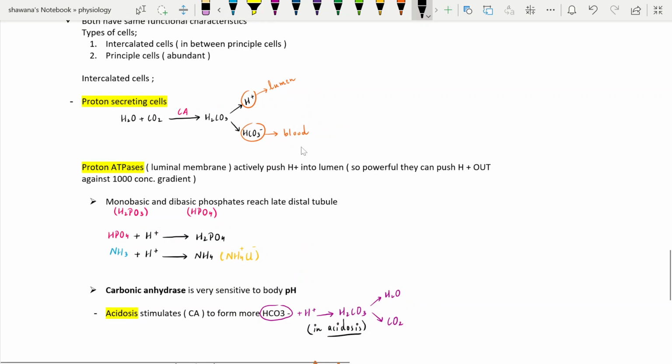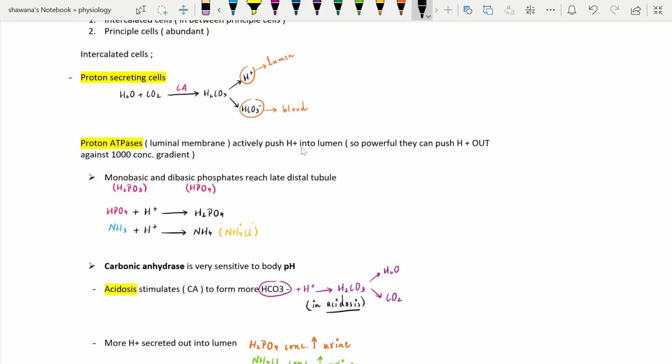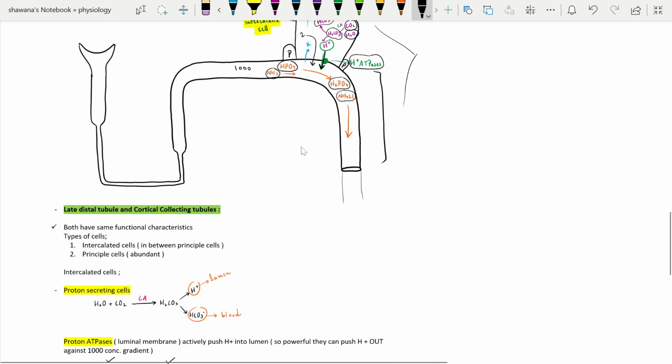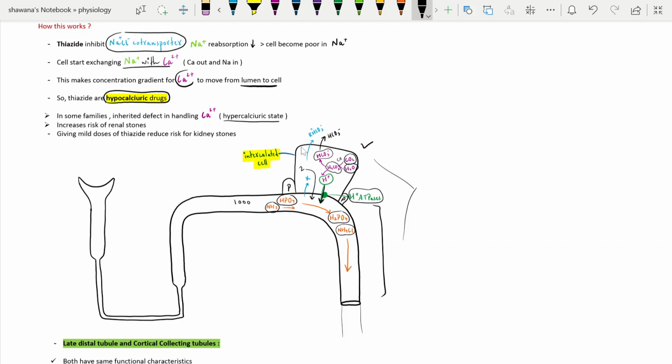So let's discuss this. First of all, there are 2 types of phosphates, monobasic and dibasic phosphate, H2PO4 and HPO4. They reach the late distal tubule. Okay, from the GFR and all of the lumen stuff, they will reach the late distal tubule. They will combine with hydrogen, or the proton, to form H2PO4 and NH4Cl. So it means that it's a good thing.